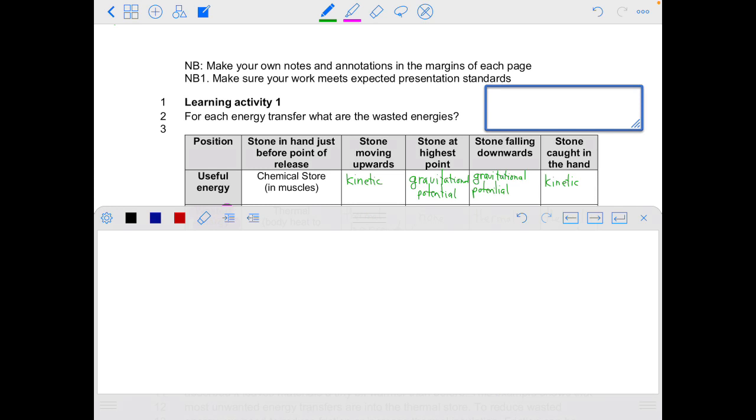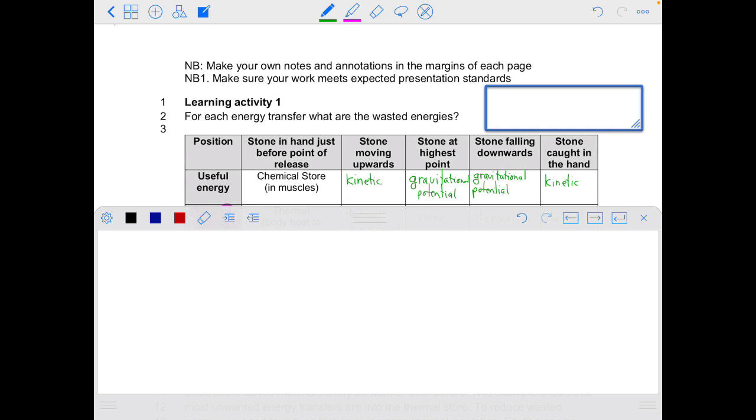So as the stone is moving upwards, the energy we're using for the stone to go up into the air is the kinetic energy that we've put into the stone. At its highest point, it will have all gravitational potential energy, and so that is the useful energy that is there. The stone falling downwards is the gravitational potential energy that is pulling it down. And the stone caught in the hand, the millisecond before it hits your hand, it's all kinetic energy.